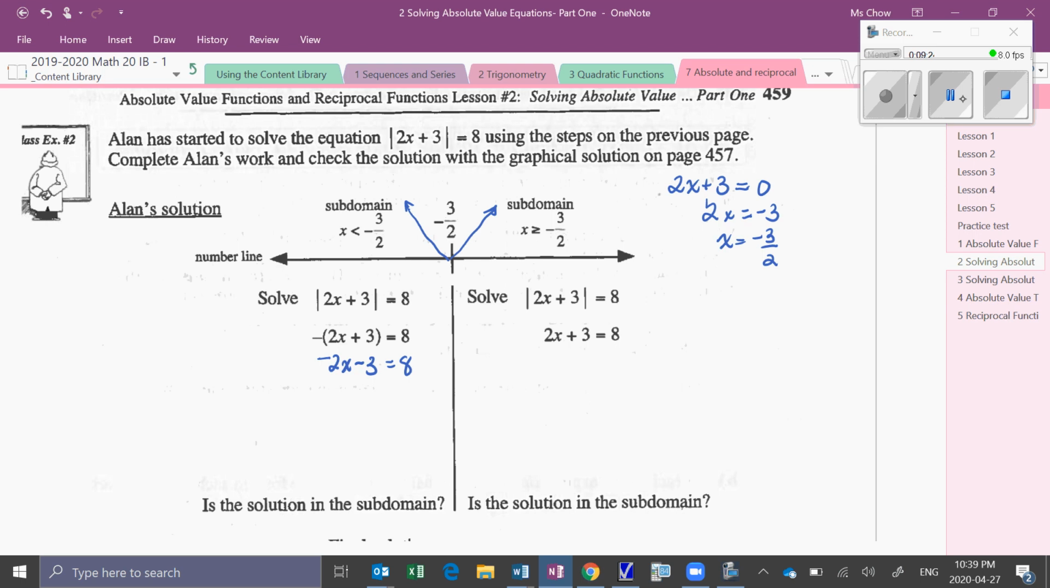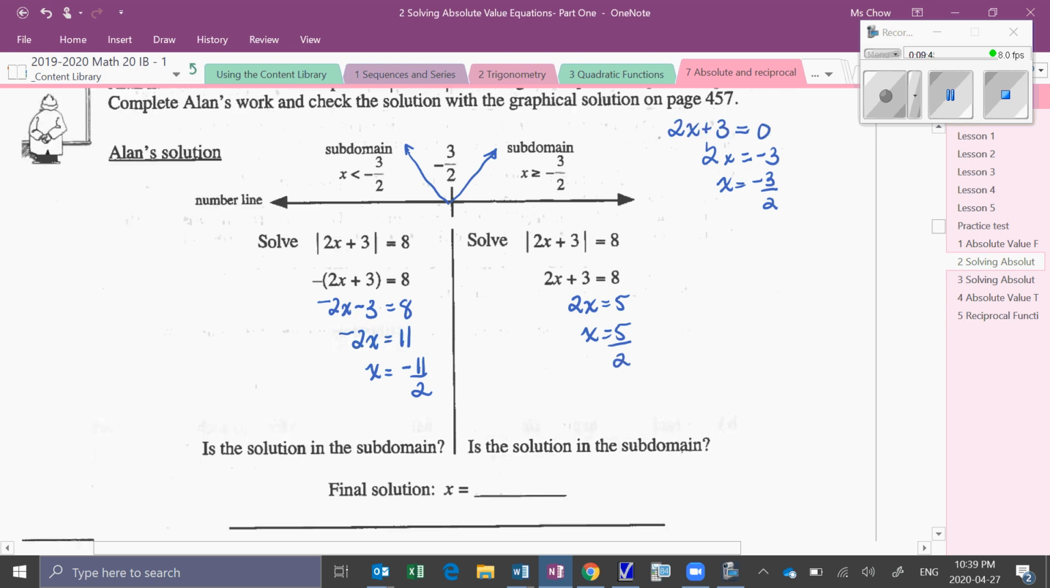So let's go through and we'll solve both equations then. In this case, we've got -2x is equal to 11, and divide both sides by -2, so x is equal to -11 halves. On the right side, subtracting 3, so 2x is equal to 5, and x is equal to 5 halves.